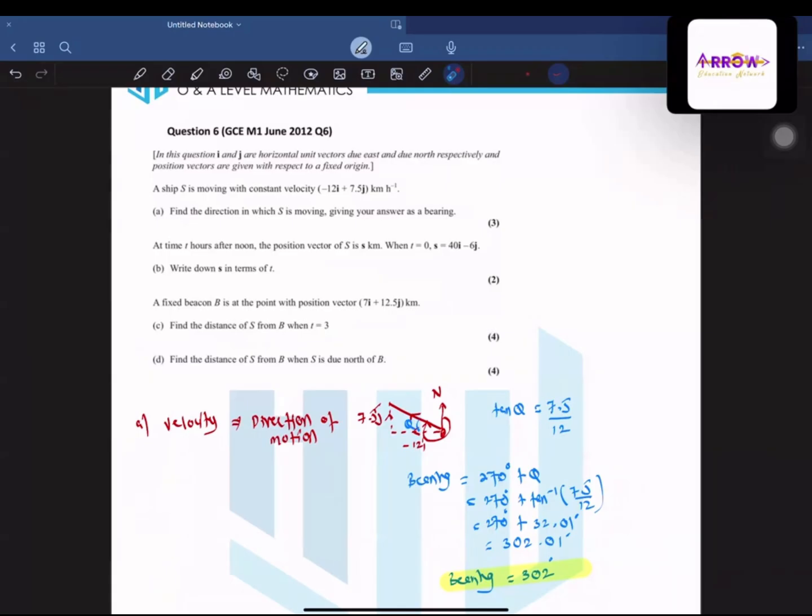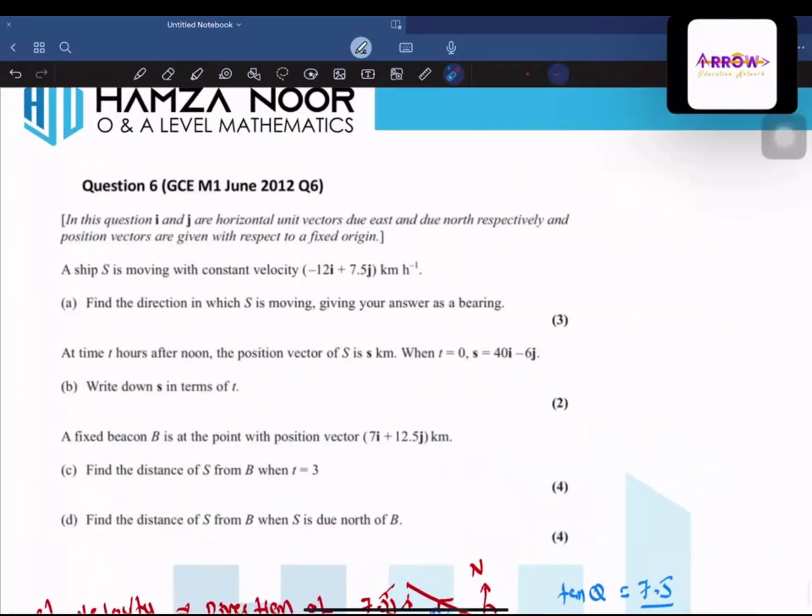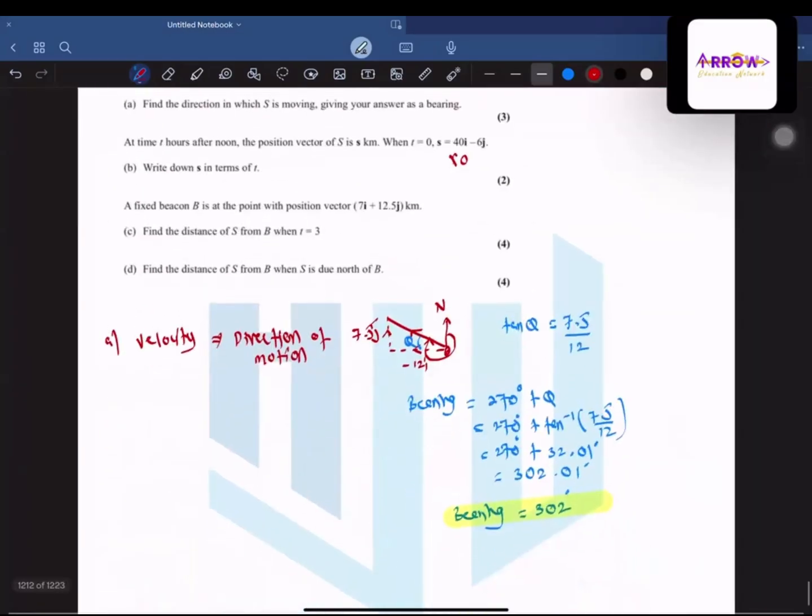So now let's move on to the next part. At time t hours after noon, the position vector of S is small s kilometers. When t is equal to 0, the vector s is 40i minus 6j, meaning the initial position vector. This s will act as the initial position vector r naught. We need to express s in terms of t. We just simply need to state the vector.